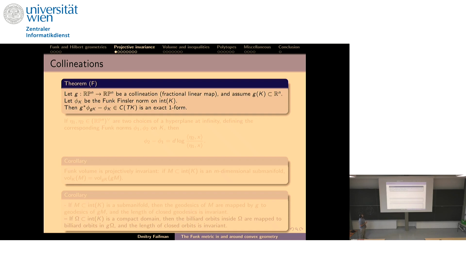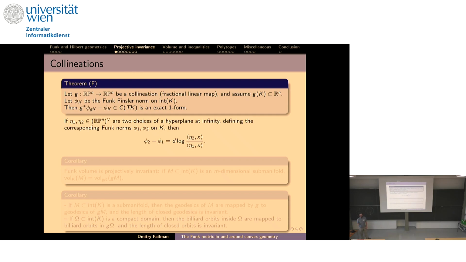Right, so if you have K and you have a transformation, then you can talk about two different metrics inside K. One is the Funk metric, the one we started with. The other one is the pullback of the Funk metric on the image of K. And you can think about both of them as functions on the tangent bundle, right? Every point, every tangent vector should give you a number. So the difference between them is actually an exact one-form, and it's not hard to understand which form that is. So it's easier to speak about it in the following terms.